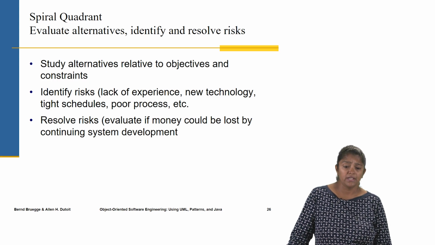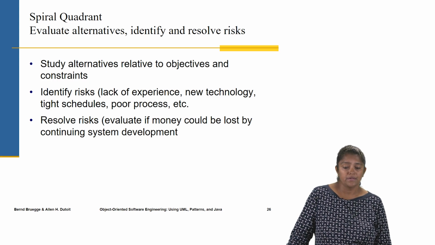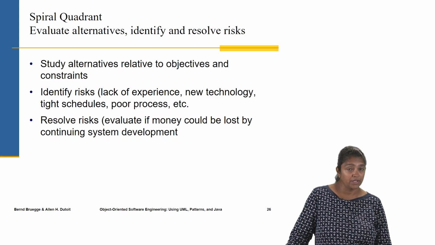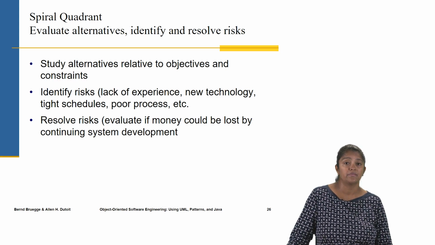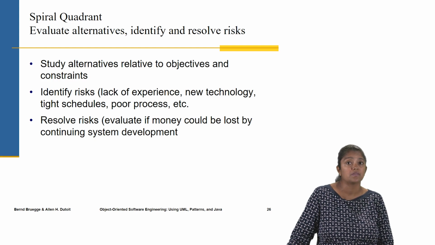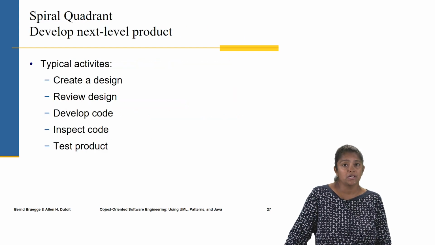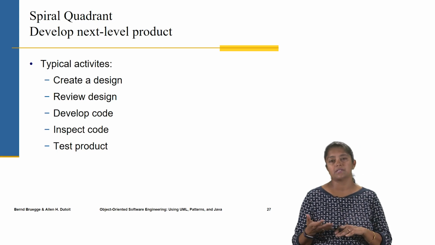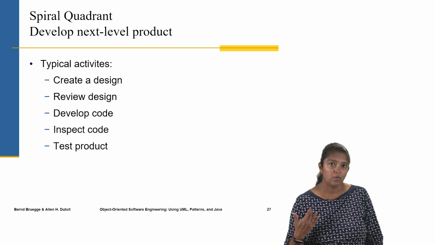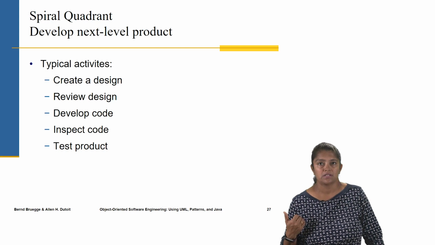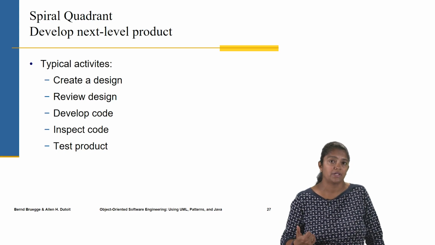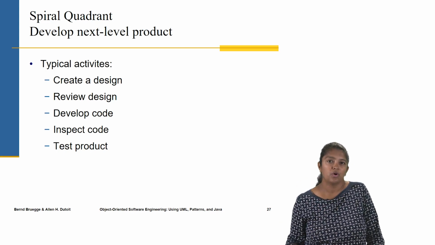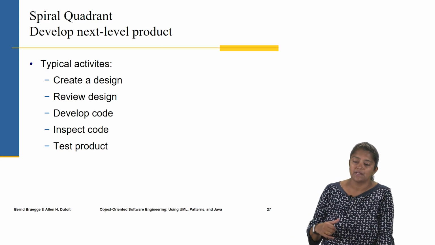And then in the second one, the alternatives are evaluated and studied, and if there are risks, then those risks are resolved. Once that's done, then the next level product is developed. So this is where we do the typical design, review the design, develop the code, inspect the code, and then test the product. Those are typical activities. But the first and the second involve more of the risk analysis related activities.